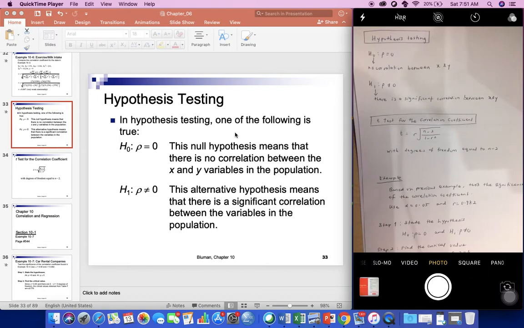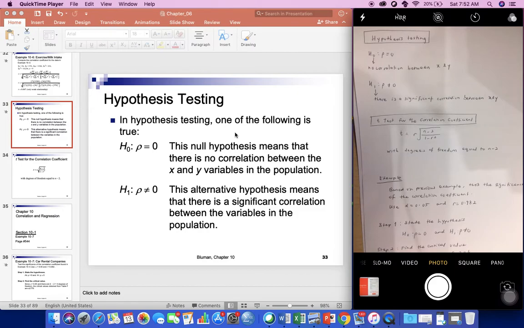Okay, let's continue with the hypothesis testing. In hypothesis testing, the nature of the test is the same as the hypothesis testing in chapter 5. But here, the hypothesis test used in this chapter is to measure whether there is correlation or not.